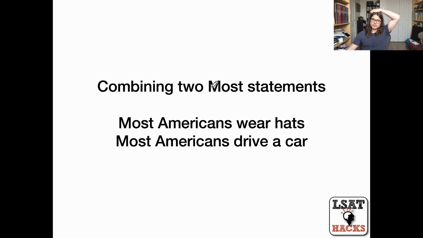Okay. So you can combine two most statements. You can't combine two some statements. You can't combine a some and a most statement. And the reason this doesn't work is, let's say I say some black things are cats and some black things are walls. This just doesn't work, right? There's no reason this needs to overlap, and a wall is not a cat. So this just doesn't work.